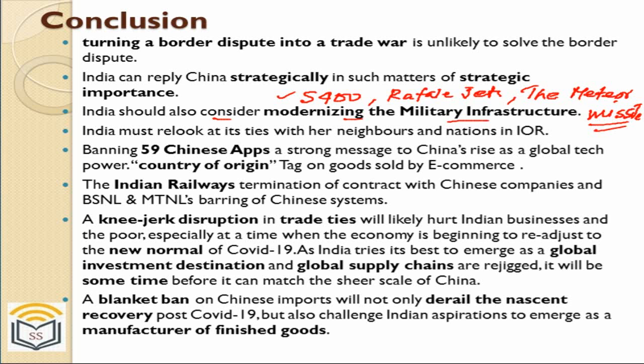the Meteor missiles, which is a radar-guided, beyond visual range air-to-air missile having over 120 kilometers of range. And this particular missile is designed by MBDA, a European organization. And all of these military equipments and more will certainly put India into a better position.